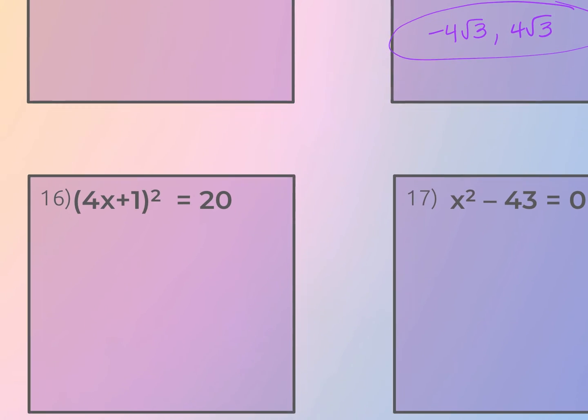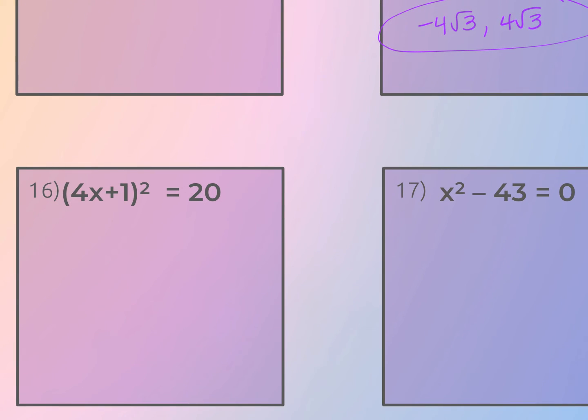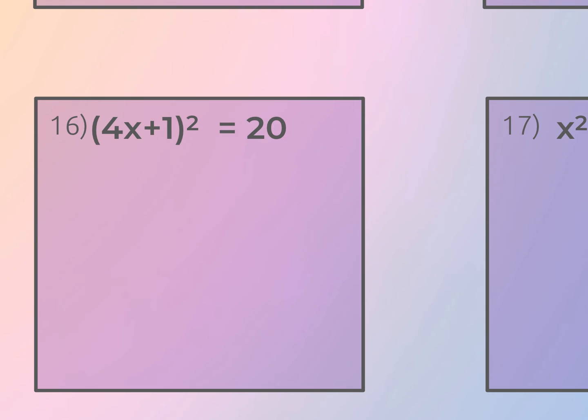Okay, so now look at 16. The whole thing on the left is in the parentheses squared, so I can't break it apart, okay? I have to get rid of the square. So I square root both sides of this equation, putting a plus and minus in front of the right. And I get 4x plus 1 equals plus and minus the square root of 20. Can square root 20 be reduced? Yep. How do I rewrite that?